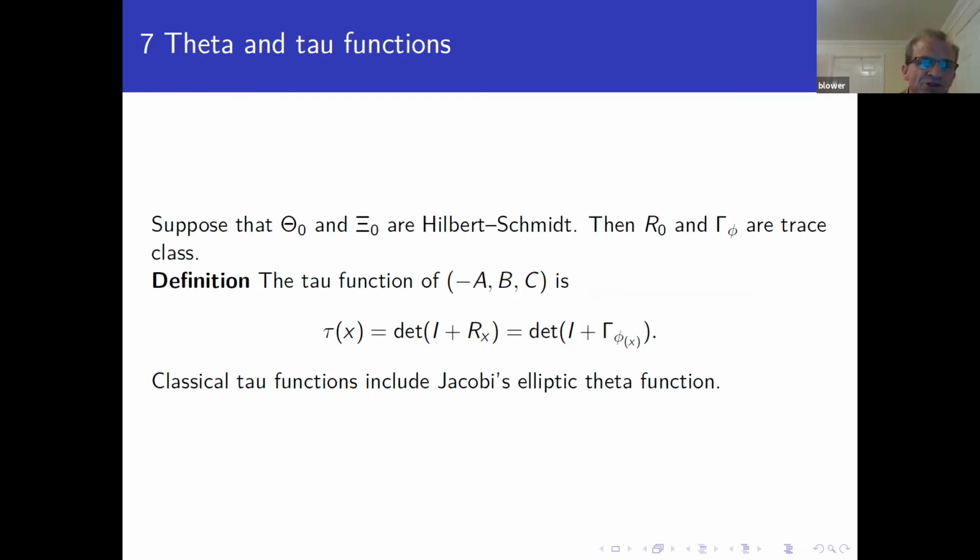So X is basically a translation parameter, associated with shifting of the linear system. Now, the terminology tau function is used for many different objects that one hopes are related. Classical examples of tau functions include Jacobi's elliptic theta function. And it is possible to construct linear systems for which the Jacobi elliptic theta functions are the corresponding tau functions, using various classical formulas for this.